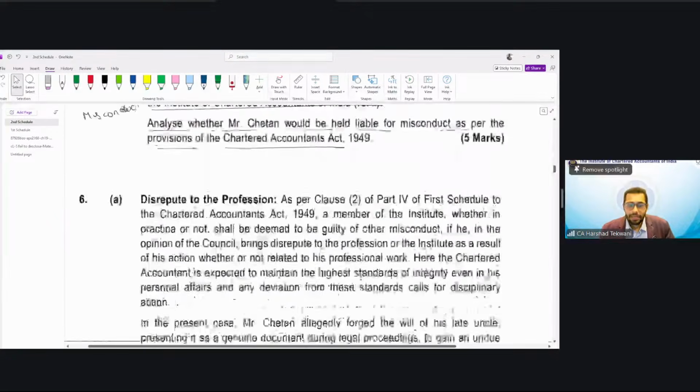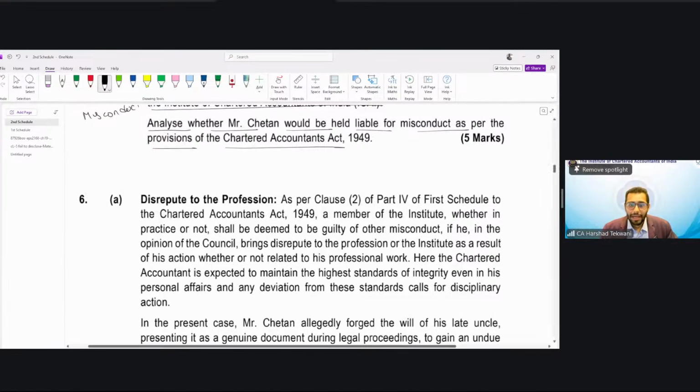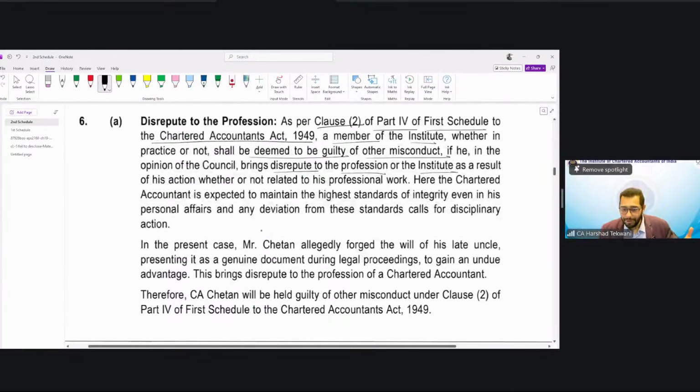Now, what is the answer? Let's see how you need to write the answer. As per clause 2, part 4 of the first schedule to the CA Act, a member of the institute, in practice or not, is deemed to be guilty of other misconduct if he brings disrepute to the profession or the institute, whether or not it is related to his professional work. Now, in the present case, you need to provide the analysis that we discussed just now, that he has done forgery and that has brought disrepute to the profession of a chartered accountant. As a result, he is guilty of other misconduct under clause 2, part 4 of the first schedule. This is your conclusion.